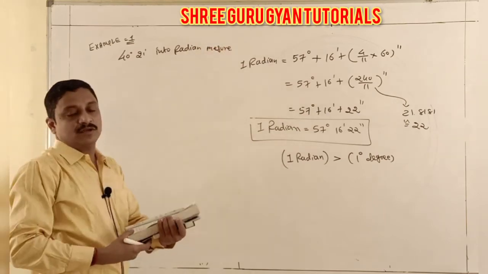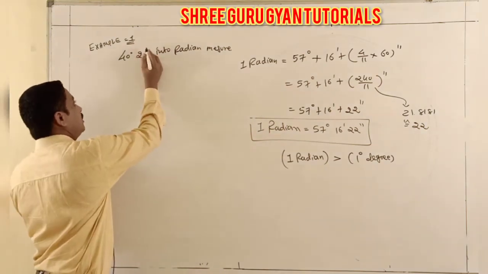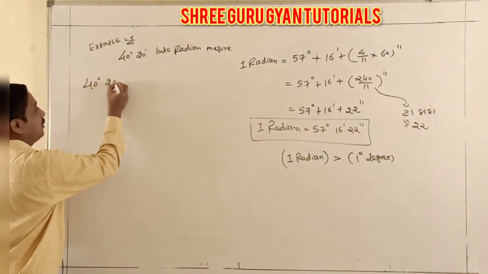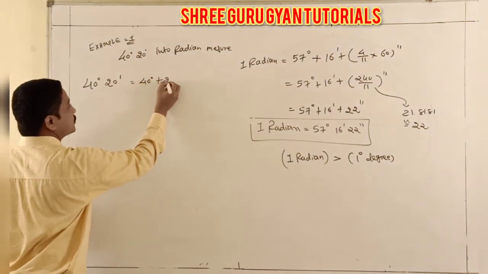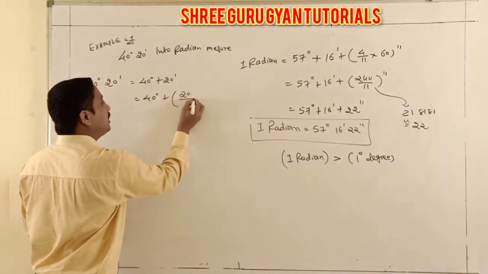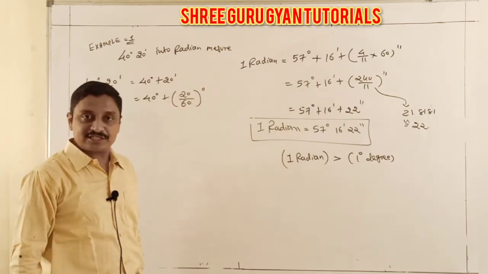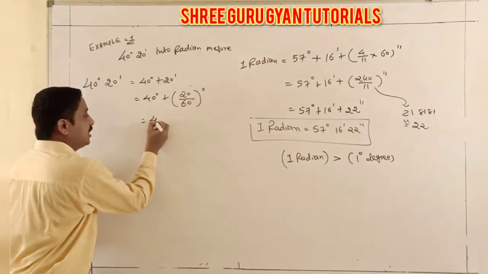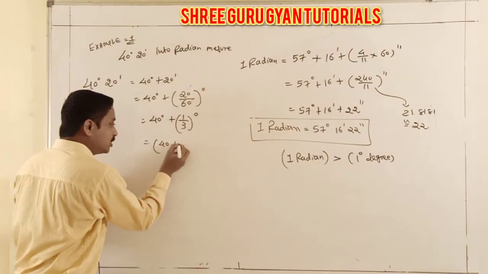Yes students, 40 degree 20 minutes, you just translate. First of all, I convert fully in degree: 40 degree and 20 minutes. So can I write 40 degree plus 20 minutes? Yes, 20 minutes is nothing but 20 by 60 degree, because 1 degree is 60 minutes. So convert it, divided by degree, this cancels. So 40 degree plus 1 by 3 degree, both join: 40 plus 1/3 degree.